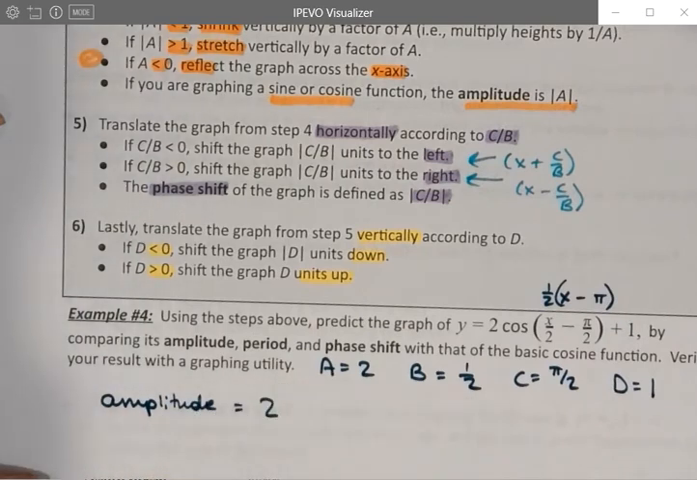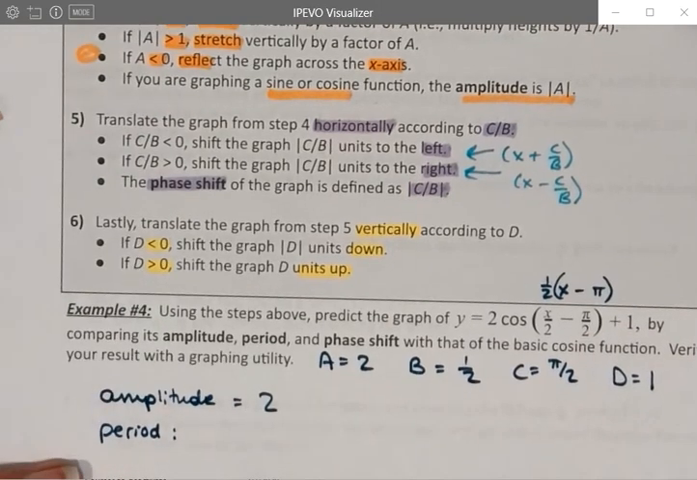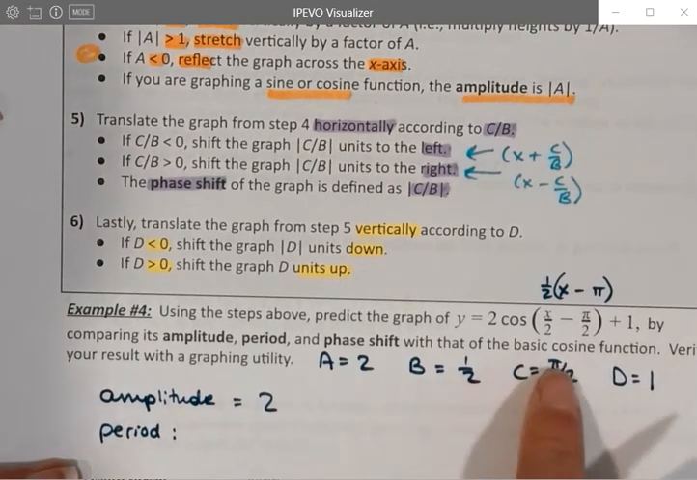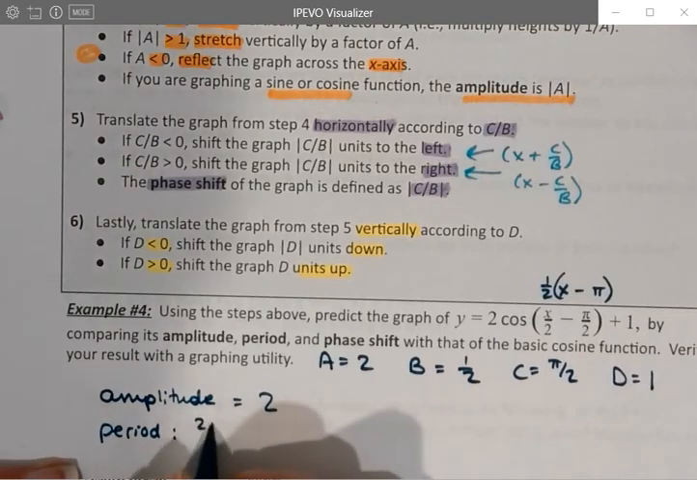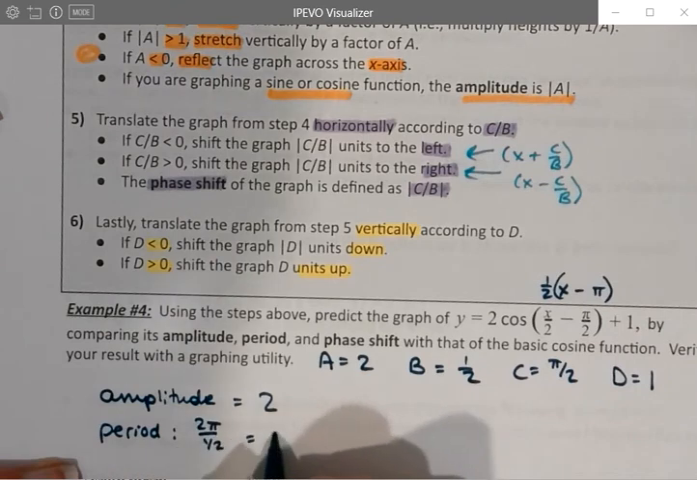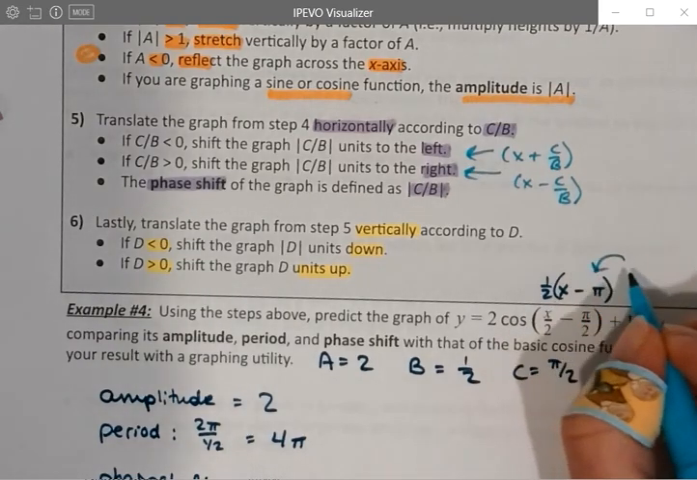The period: it's a cosine function, so the original period was 2 pi. If I divide it by B, 2 pi divided by 1/2, that's going to flip and multiply. So 2 pi divided by 1/2 is 4 pi, or 2 pi times 2 over 1. So 4 pi is the new period. Then the phase shift: it's C divided by B, pi halves divided by 1/2, or pi. As you can see up here, the phase shift is what we have in the factored version, because that's C over B.